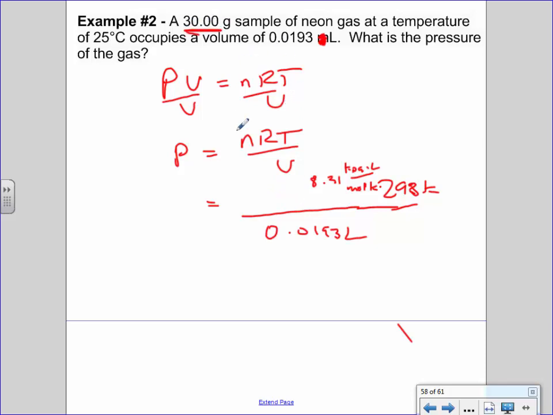I give you mass, right? Mass and molar mass can give you moles. So I've got to do a quick side calculation here. If I give you 30 grams of neon, help me out. What's neon's molar mass? Is that 20.18? Okay, so a mole for every 20.18 grams. That'll get you a mole number. That goes there.